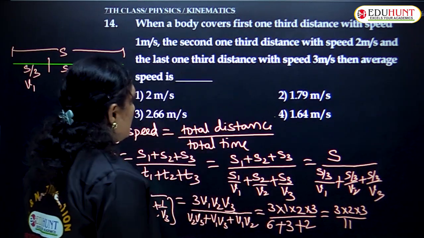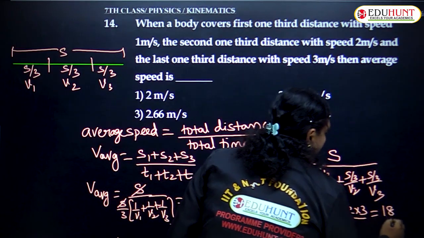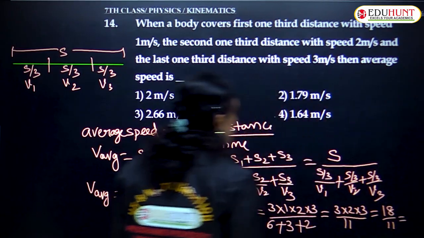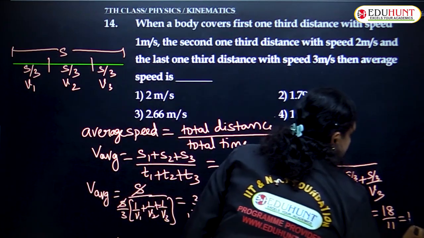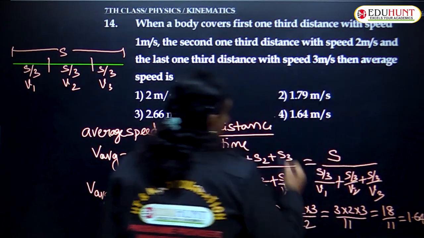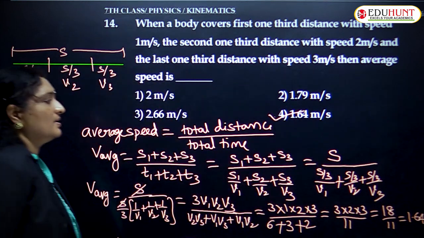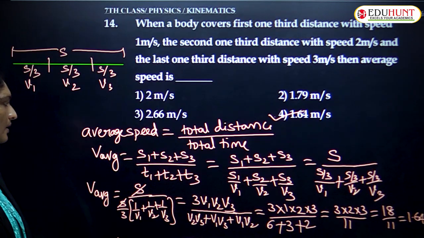Hence, your option is 18 upon 11. So, this is something around 1.64. What is the answer, children? 1.64 meter per second. So, your correct option is 1.64 meter per second. Hope you understood, children.